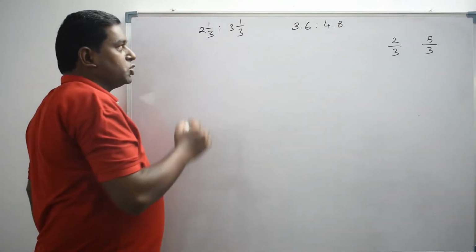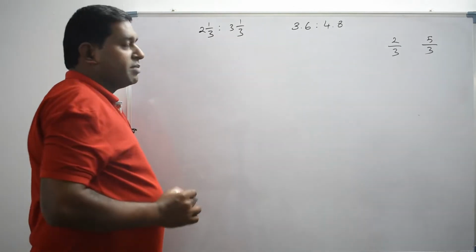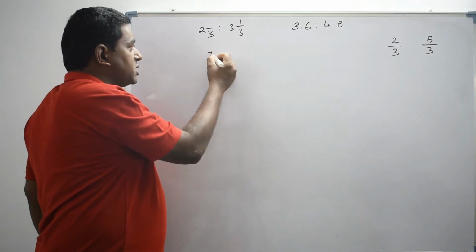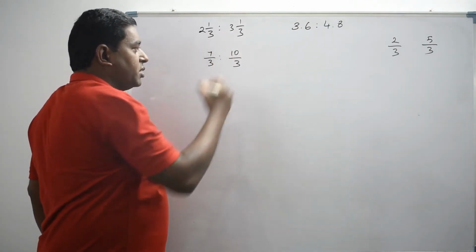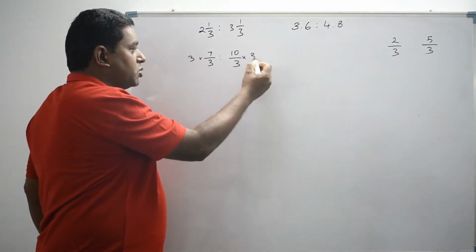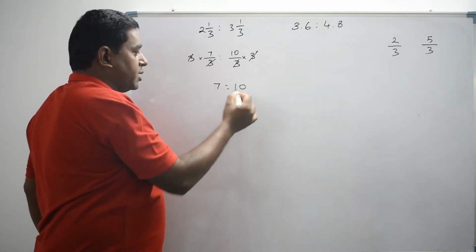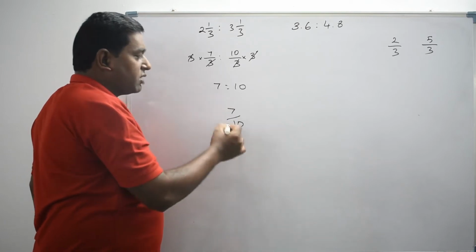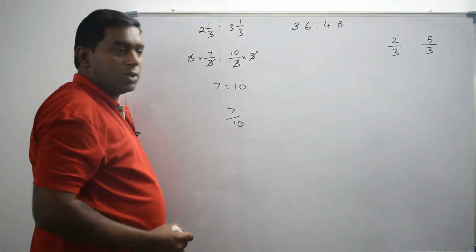Let me take the first ratio. To express both the terms of this ratio as integers, I have to convert the mixed fractions into improper fractions. So 3 times 2 is 6, 6 plus 1 is 7/3. 3 times 3 is 9, 9 plus 1, 10/3. To remove the denominator, I multiply both sides of the ratio by 3. So 7 is to 10. Now we can write this as a fraction, that is 7/10. This is the fraction I get from the first ratio, 2 1/3 is to 3 1/3.